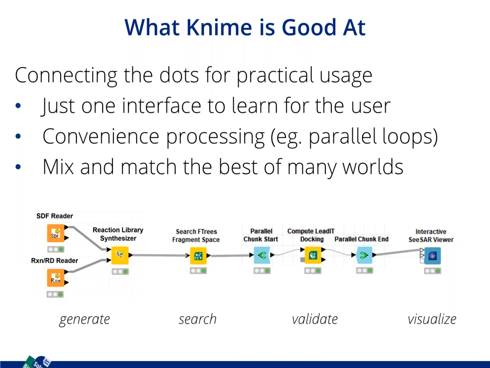And last but not least, aside of connecting our dots for generation, searching, validation, and visualization, as a user you have the choice to mix and match the best of many worlds. So we don't even claim to cover all aspects of this drug discovery game equally well. We don't have functionality, for example, to build a homology model. Well, that can be something that somebody else has solved, and if that somebody else provides KNIME nodes as well, you can put these things together and you still have just this one interface. So you can pick the cherries, so to speak, from many baskets and connect them here to make something of practical usage.